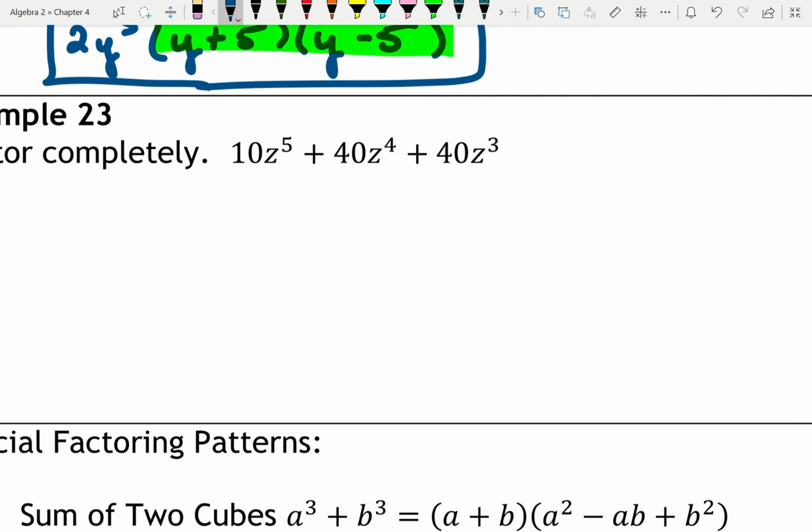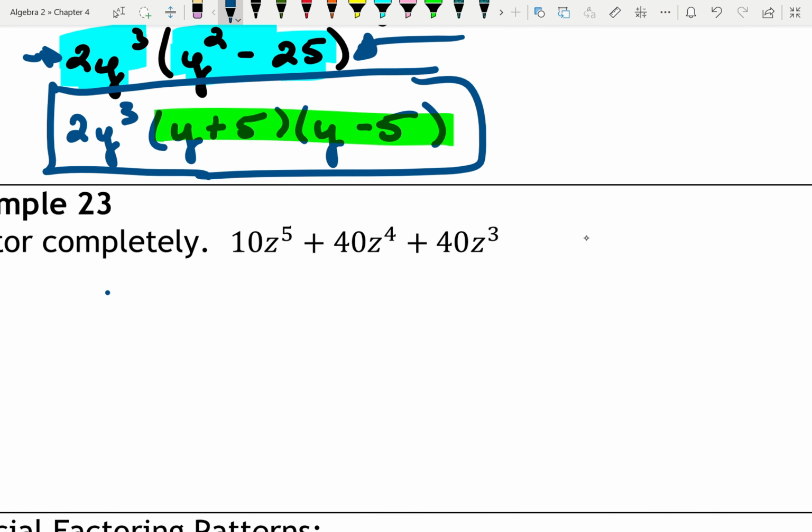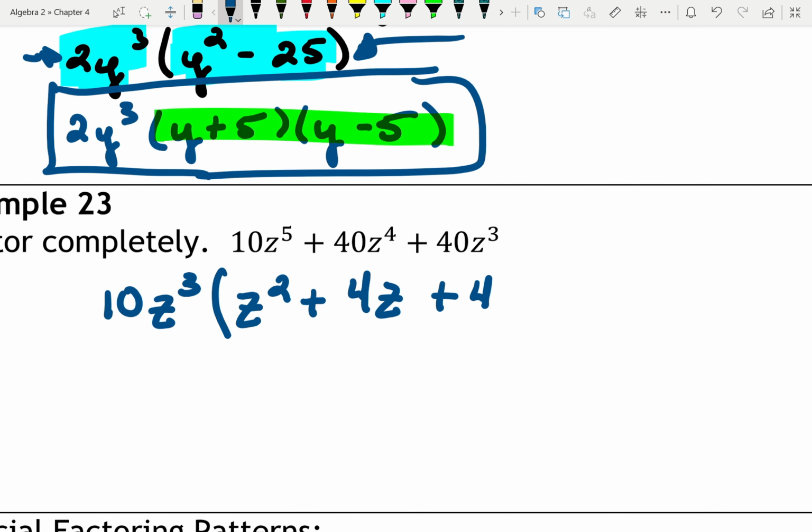We look for, what do they all have in common? And I'm going to try to do this all together. You know how in this one we pulled out the 2, then we pulled out the y, so I'm going to do it all together. So they are all a multiple of 10, and they all also have at least one z. They all have at least 3 z's, actually. Whenever I pull that out, I'll have z squared plus 4z, and then plus 4.